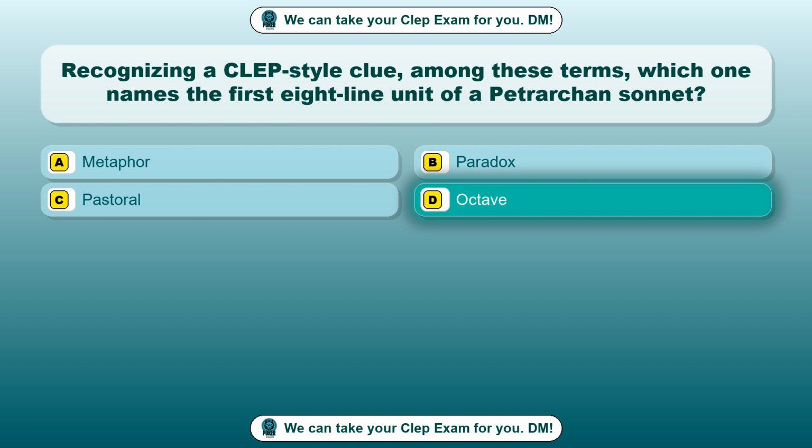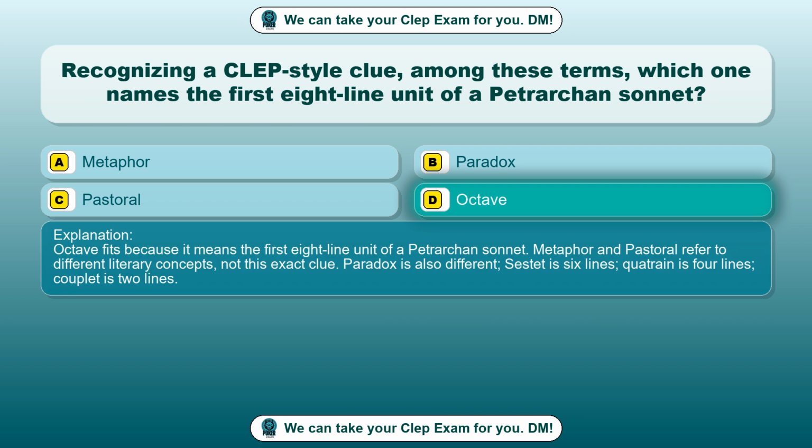Octave. Octave fits because it means the first 8-line unit of a Petrarchan sonnet. Metaphor and pastoral refer to different literary concepts, not this exact clue. Paradox is also different. Sestet is 6 lines, quatrain is 4 lines, couplet is 2 lines.